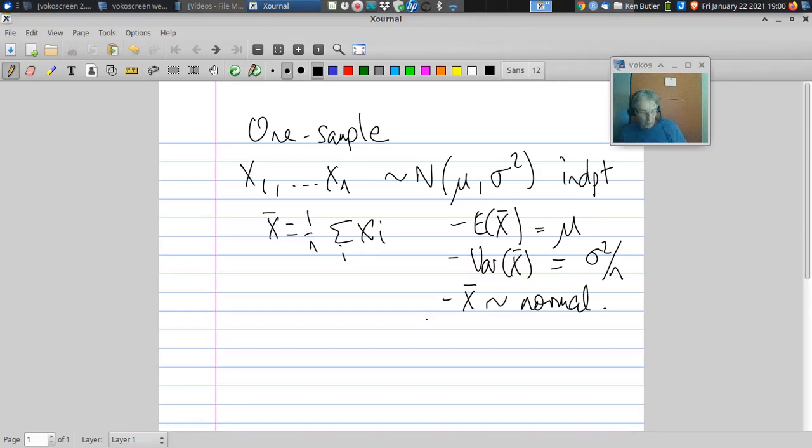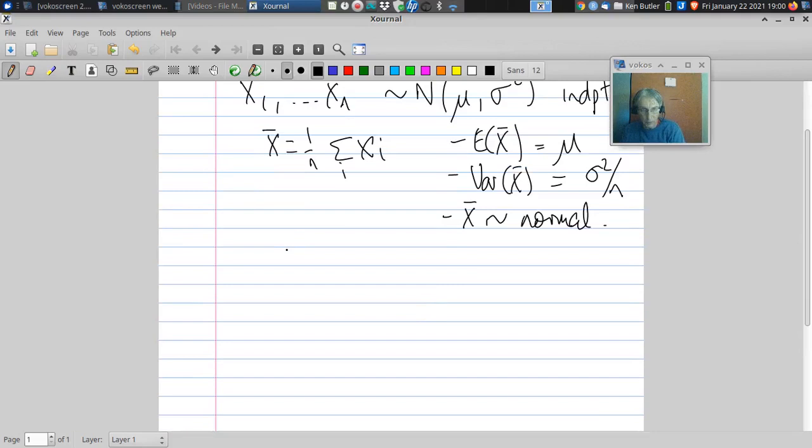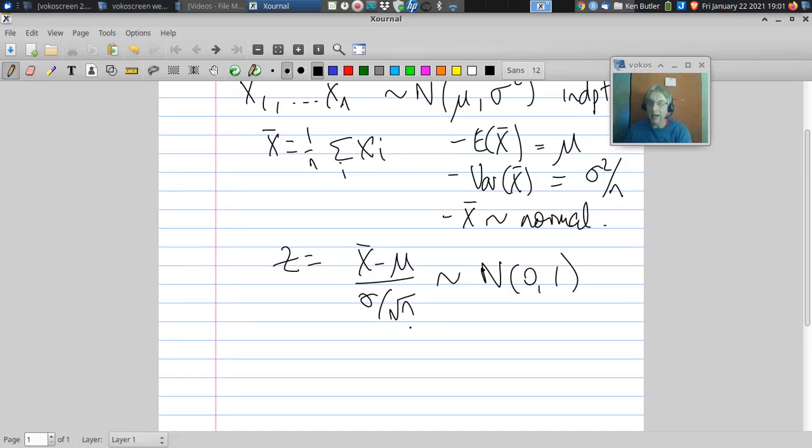And so what that tells us is, if you look at this thing which we'll call z, if you standardize x bar, this thing is going to be standard normal. And if you happen to be in the position of knowing sigma squared, if you happen to be in that happy position, then we are done. Because we know the distribution of this thing, and therefore we can test our hypothesis mu equals something, or we can make a confidence interval for mu given that sigma is known. And the theory behind that is straightforward, and it all involves the normal distribution.